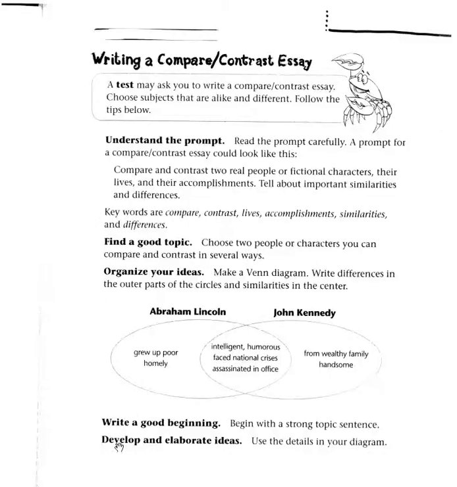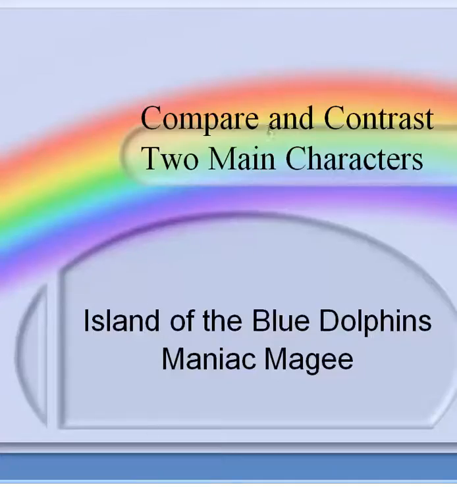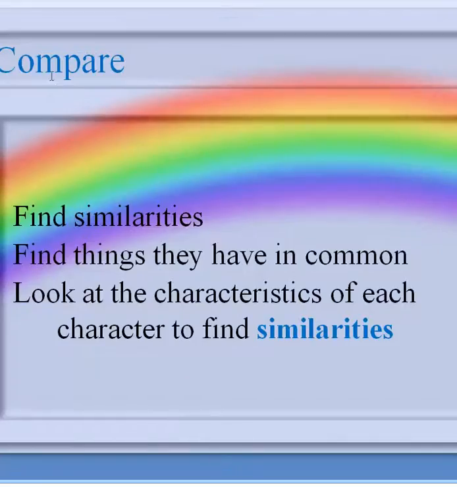Okay, that's a lot to digest right now. Let's look at this a little bit differently. Here, we're going to compare and contrast the 2 main characters from Island of the Blue Dolphins and Maniac Magee. We're going to compare them. We're going to find similarities. When you compare something, you are finding similarities, which means finding things that they have in common, and you look at the characteristics of each of these characters to find similarities. Comparison is to find a similarity.